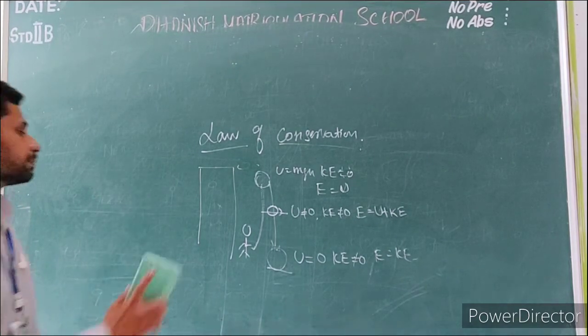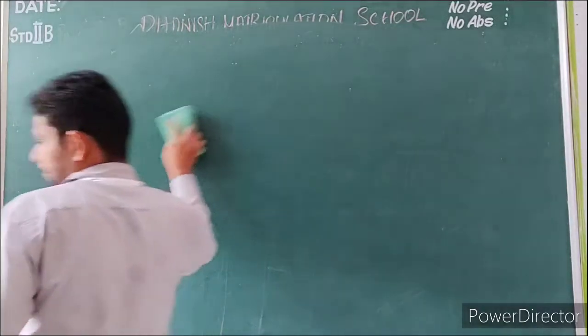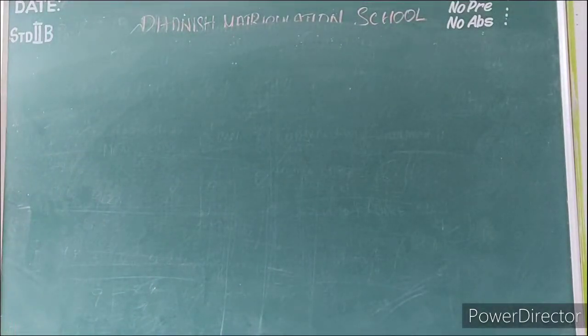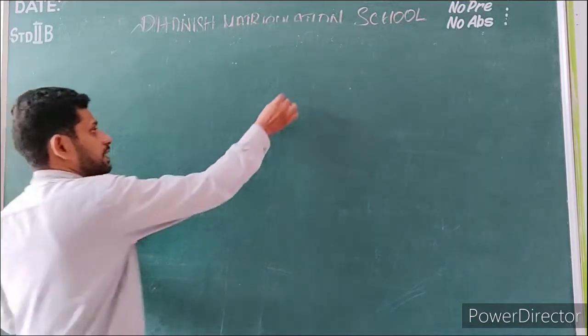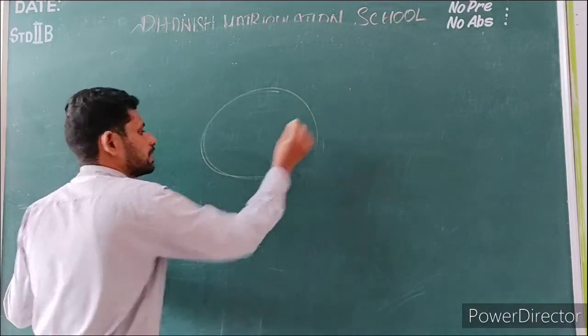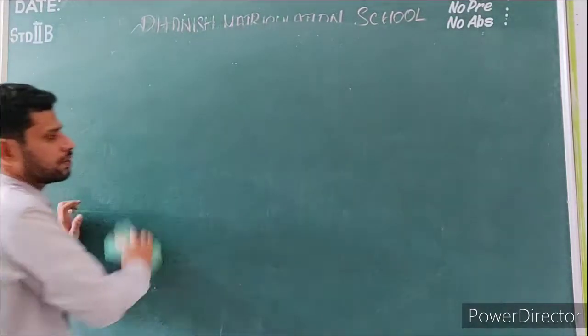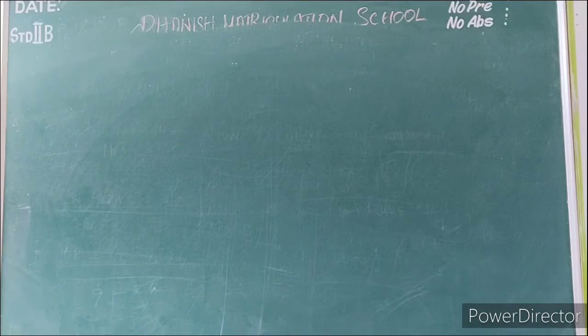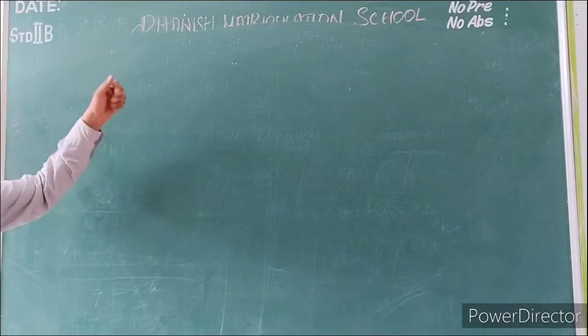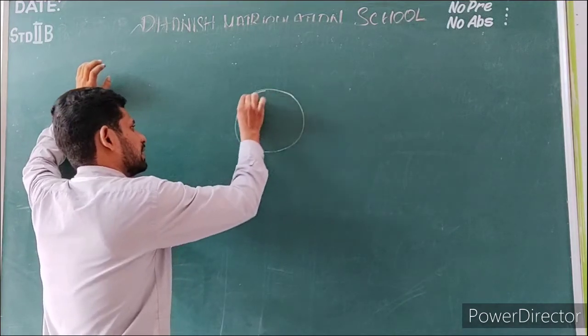Okay, the next one, motion in a vertical circle. Consider an object revolving around the earth or something, whatever it may be. Imagine a body of some mass attached to a string, and it is taking a circular path.